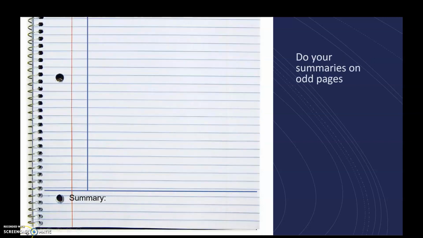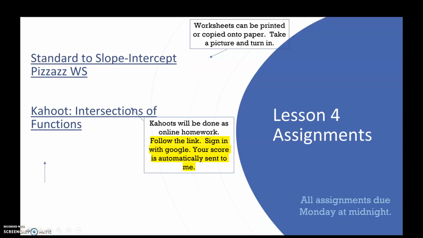So now you're going to go to all your odd pages, as I was saying before, and you're going to do summaries. Just summarize a little bit what was on that page. And this is such an important piece. This is what helps solidify your learning. All right, guys, that is it for that quick lesson.